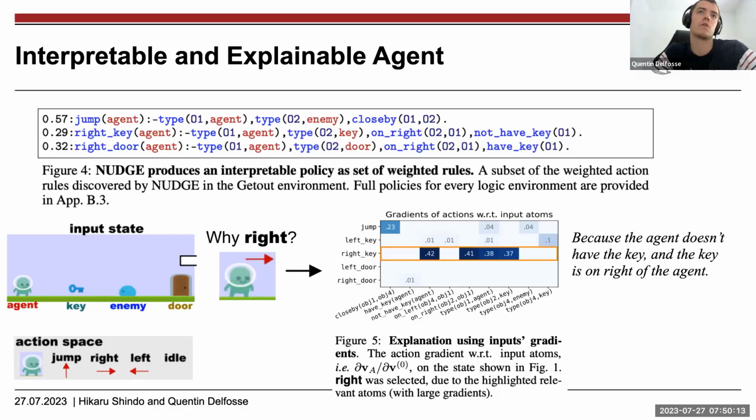Whereas if I asked why you would have jumped, it would tell you because object 1 and object 4 would have been very close by. And here object 1 would have been the agent and object 4 an enemy in this example.